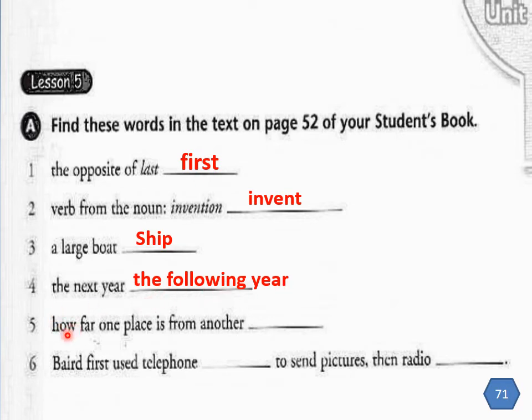Number 5. How far one place is from another. We call it distance. And the last one: Bert first used telephone dash to use pictures, then radio dash. He used telephone wires to send pictures, then radio waves. Thank you so much.